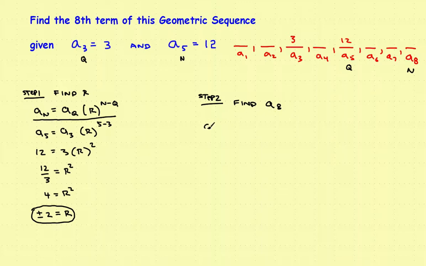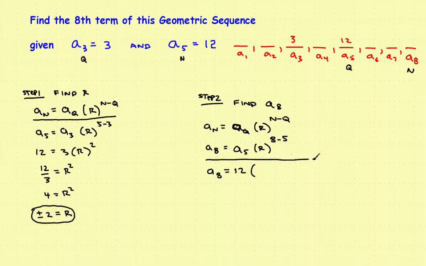Well, again, I'll still use the same formula. So a sub n is equal to a sub q times r to the n minus q power. But this time, this is going to be 8, and this should be an a, sorry. This would be a sub 5 times r to the 8 minus 5. So you can actually start n and q wherever you want to. I want to find a sub 8, and I know that a sub 5 is 12. I know the common ratio. Now you'll have two variations right here. It could either be a positive 2 or a negative 2.